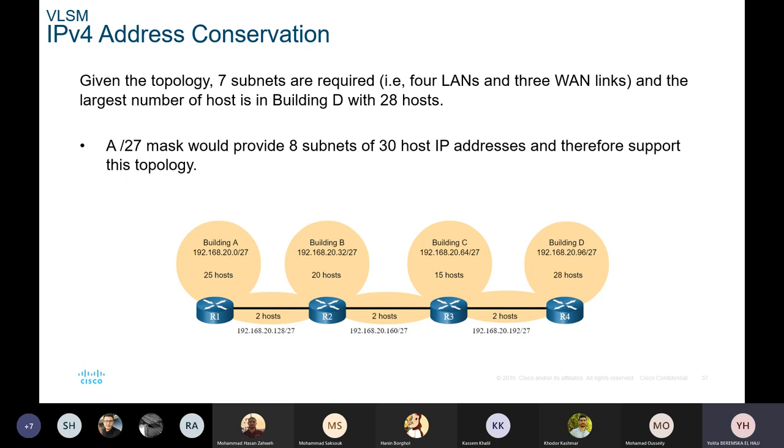Now, according to the numbers, we have to choose what specific prefix we want to put on the whole IP address. And here we have slash 27 is just fine because it will give us the last 5 bits of 32 for the host portion. And 2 to the power 5 is 32, and actually 30 are the useful addresses for the host. So here 30 is more than 25, 20, 28, 15, and this will be enough.